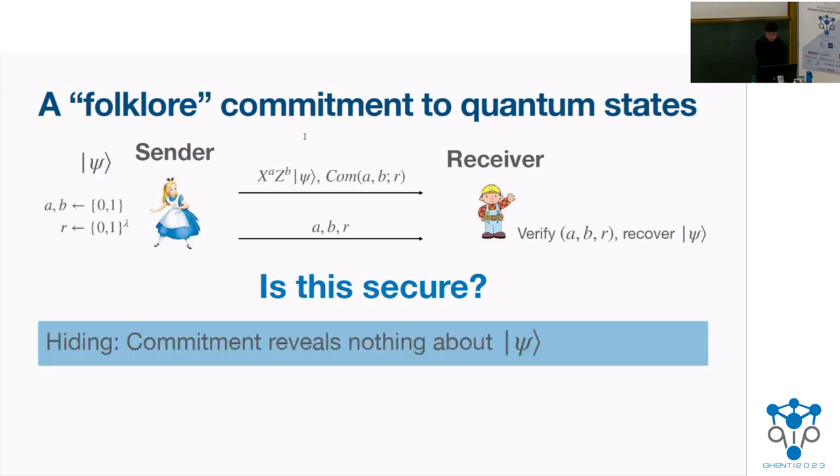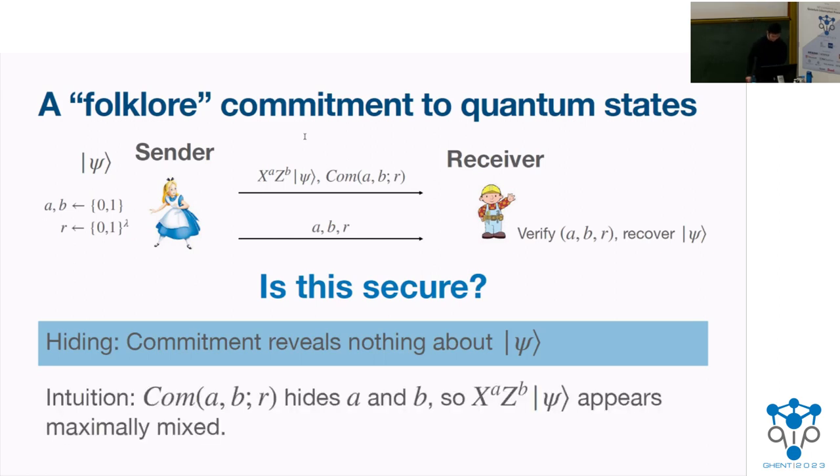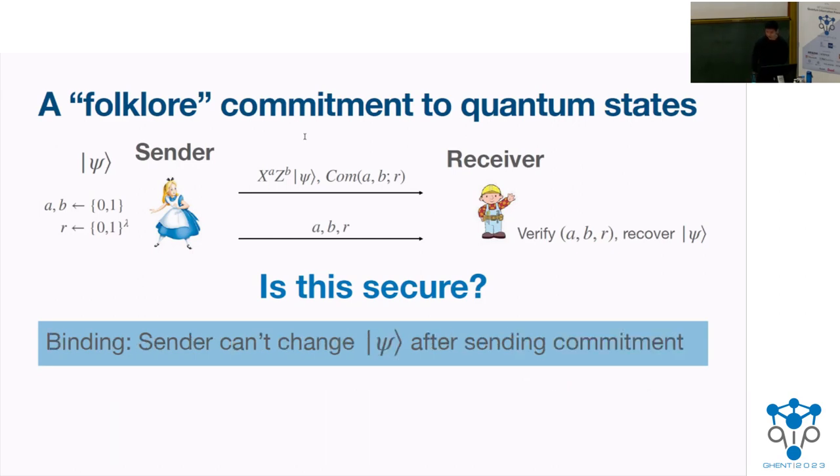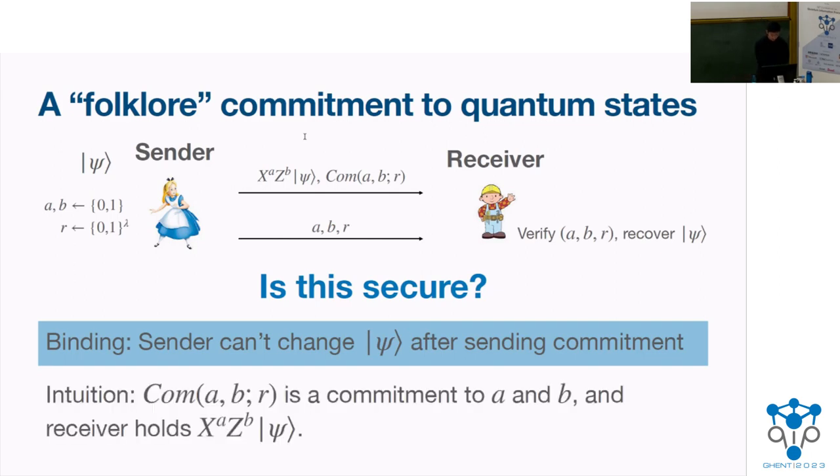So recall that our intuitive notion of hiding was that the commitment reveals nothing about the state psi. And we can argue about it like this. Well, the commitment hides the underlying bits, A and B. So the Pauli one-time padded state, X to the A, Z to the B psi, actually looks maximally mixed from the receiver's point of view. Cool, so what about binding? Well, recall our intuitive definition of binding, which says that the sender can't change the state after sending the commitment. Okay, and we can argue about it like this.